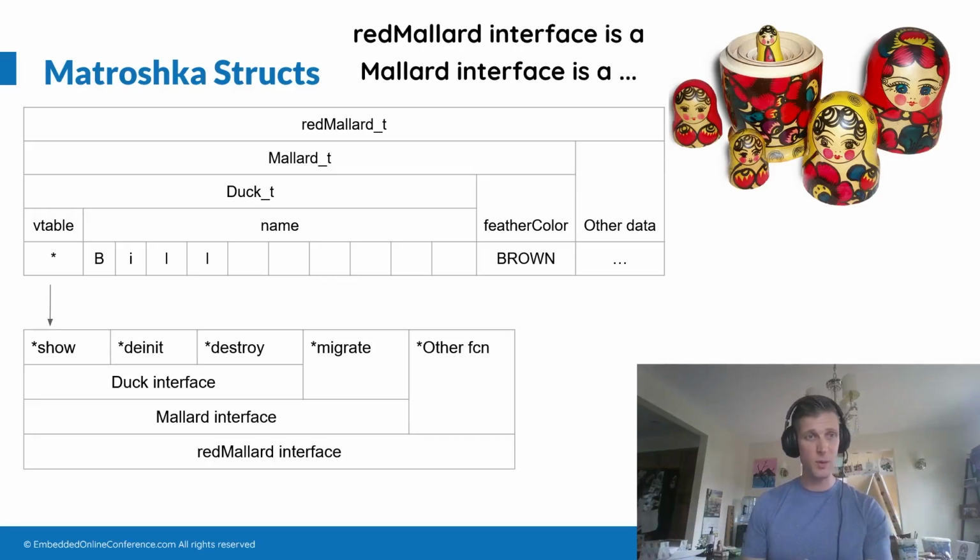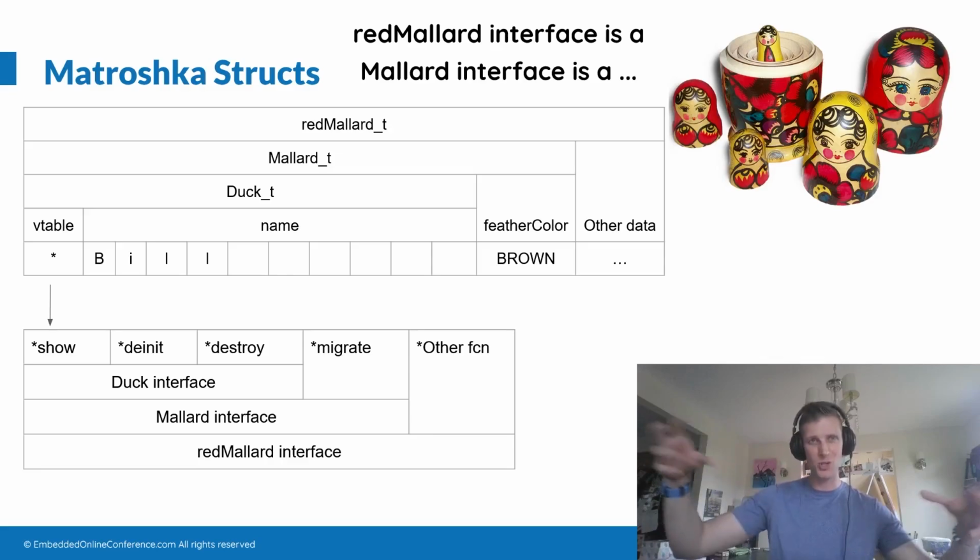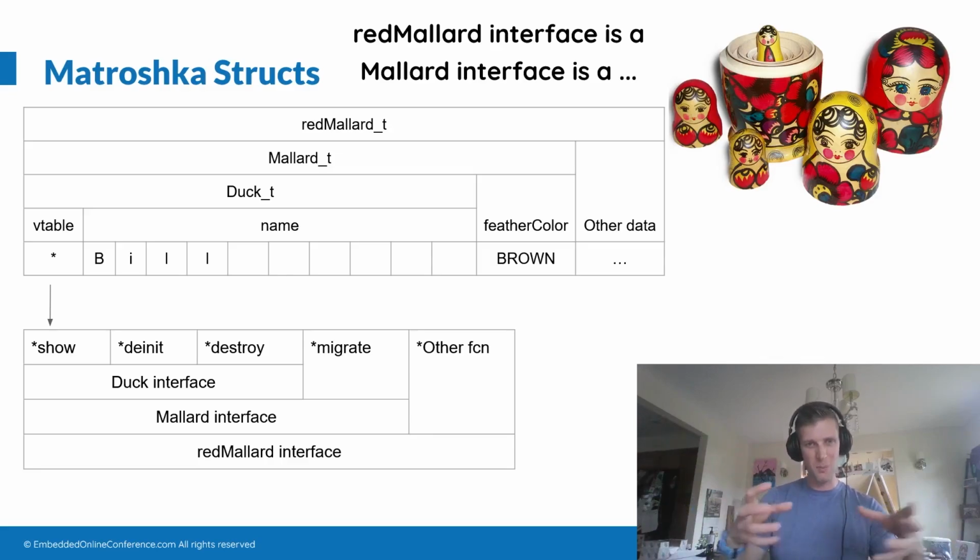And I can do the same thing with my interface functions too. So we just saw a couple of projects ago that I have maybe these three functions that define my duck interface: show, dinit, and destroy. If I have Mallard specific or red Mallard specific functions that I want to add to that, I can just embed those interface structures inside each other to create this Russian nesting doll, these Matryoshka structs that embed one another.